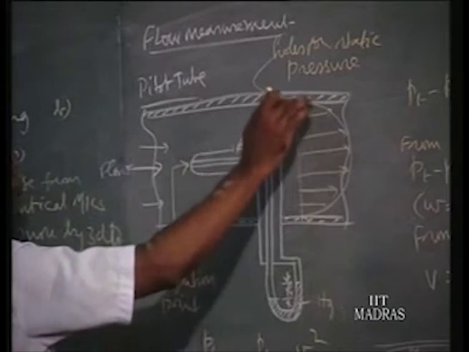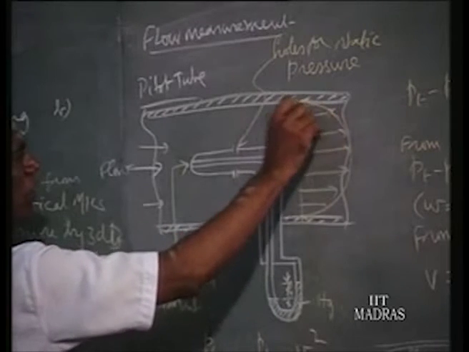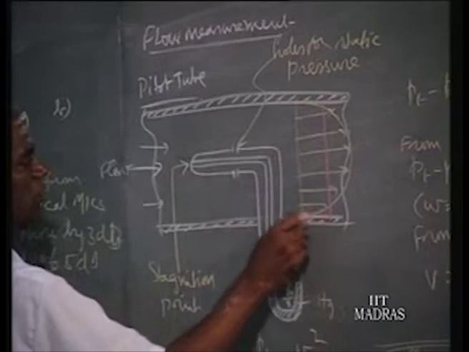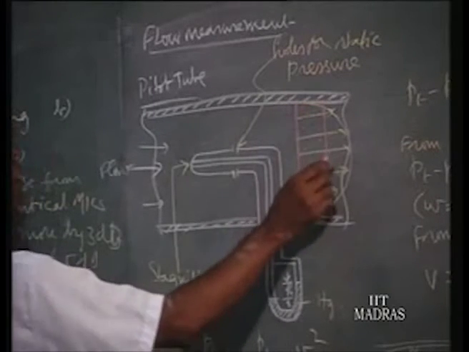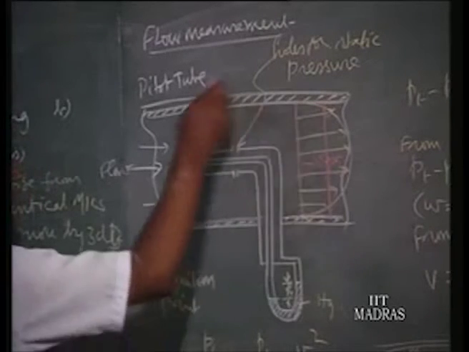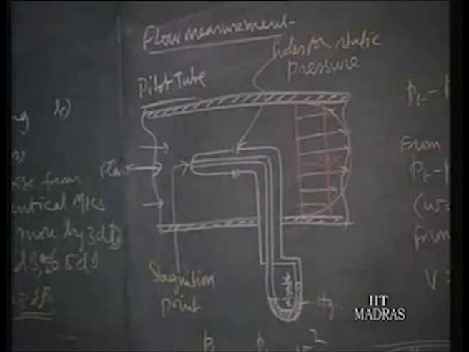Once you get this velocity distribution, you can find out the average velocity for this cross section. V average times the cross section of the pipe will give you the total flow in the pipe, the flow rate in the pipe. So, for that you can use the pitot tube also.